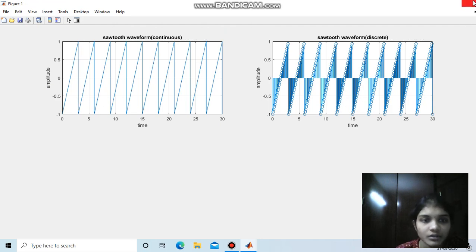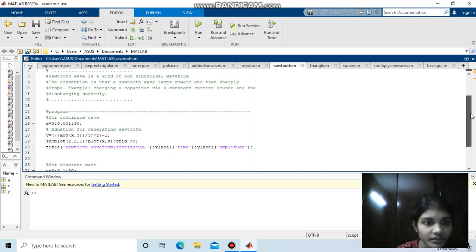Let us see the code. I took the equation y is equal to mod of x comma 3 divided by 3 into 2 minus 1. Mod of x comma 3 here represents the remainder when x is divided by 3. So when we plot this graph, we can get the sawtooth wave.